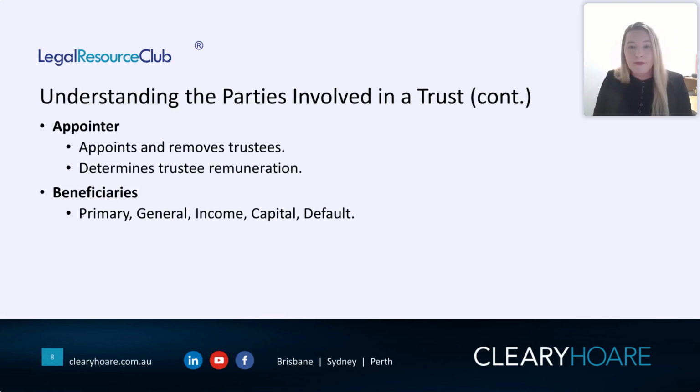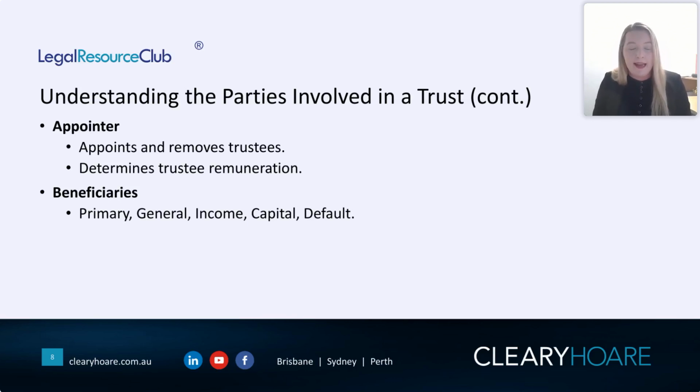And so if the appointor is not the trustee or is not a director of the corporate trustee, and that person doesn't like what the trustee is doing, let's say they're not making distributions to them, then under the rules of the trust, that person would have the power to remove them and to appoint another trustee in their place.